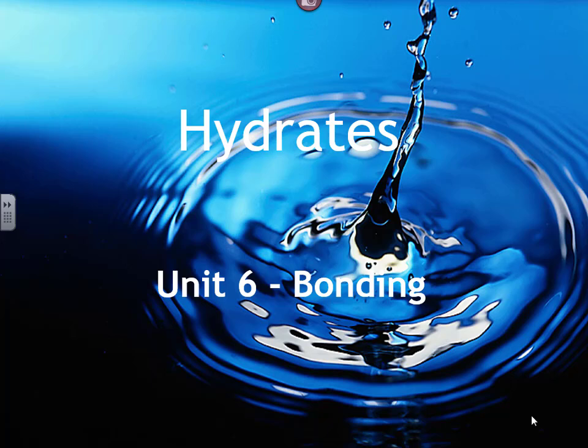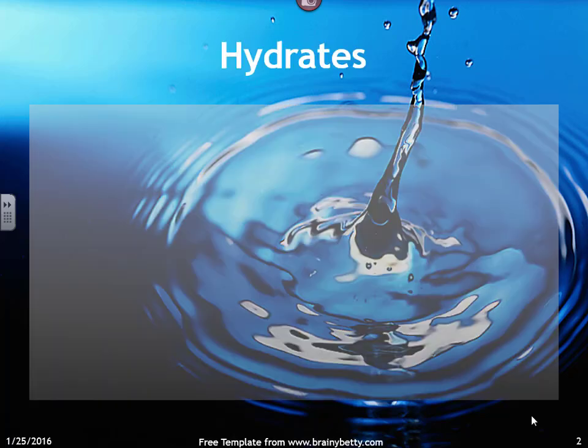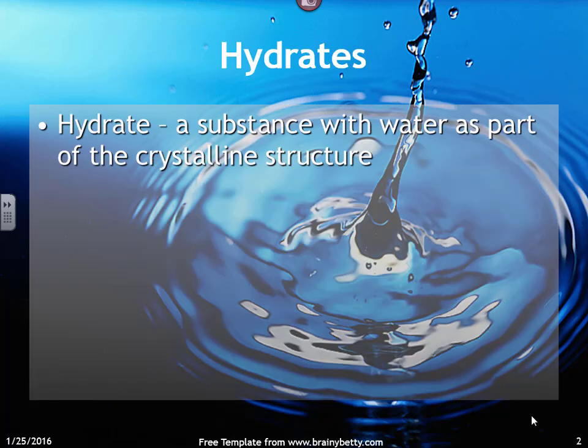So what we're talking about today are hydrates. Hydrates are a special kind of ionic compound. And you could probably take a guess just from the name or maybe from the PowerPoint background, what do hydrates have in them? Water. So if we start with the definition, a hydrate is a substance or a compound that has water as part of the crystalline structure.